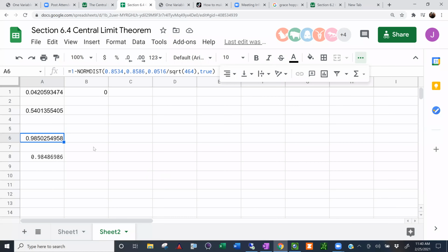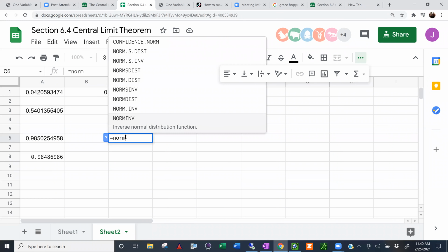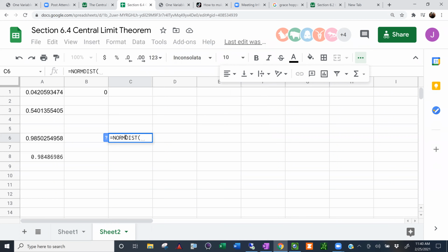All right. Equals normal distribution, 72, 69. I like the numbers in this problem much better than the numbers in the last problem. That was annoying. And true. Perfect. 0.8580. Let's move on to part B here.